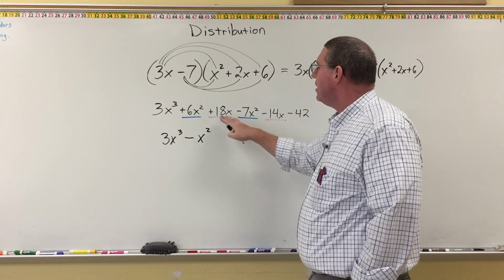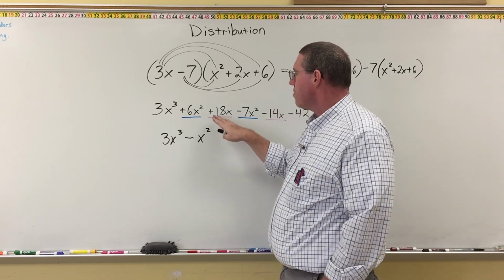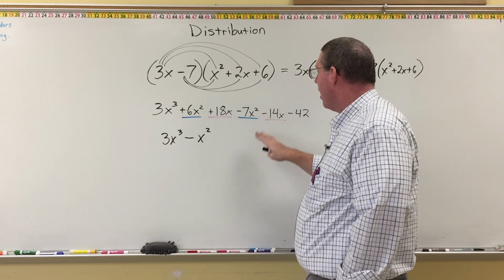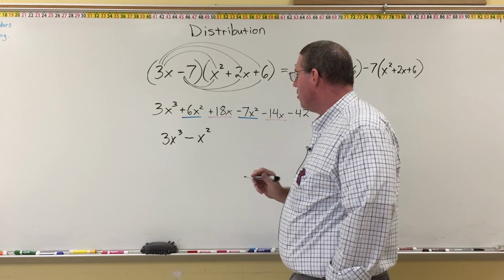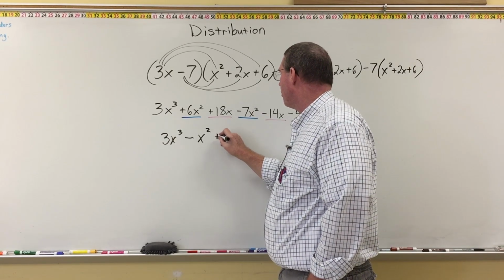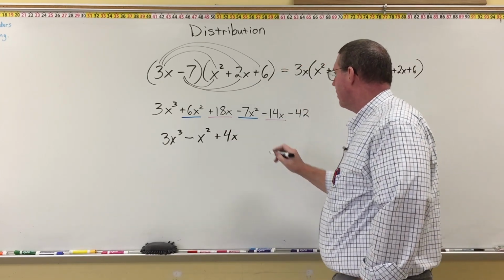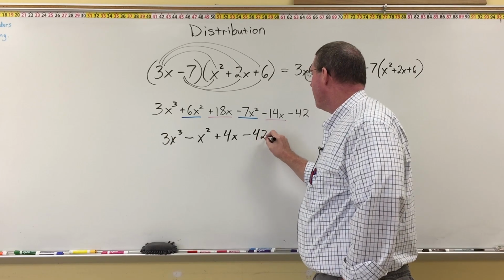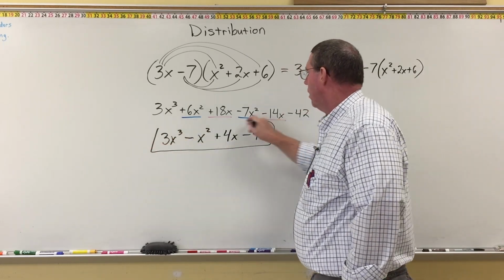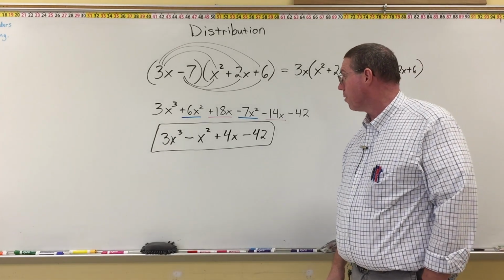Then we have 18x minus 14x, or you could say it as 18x plus negative 14x. Either way, you're doing an 18 minus a 14, and we're going to wind up with plus 4x. Then we're going to bring down the negative 42, and this is our final expression, okay? It winds up with 4 parts.